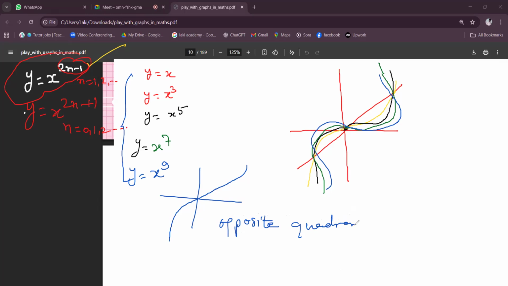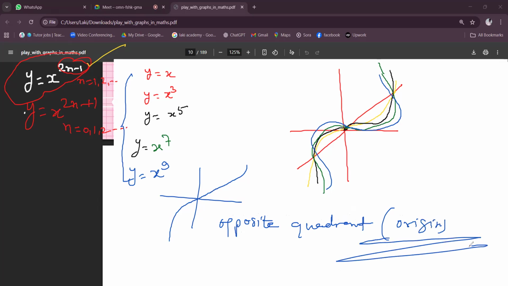Note this. Whenever I say opposite quadrant, always consider that it passes through the origin. So the higher the odd number, the more it bends. On increasing the power of x, the graph will bend toward the y-axis.